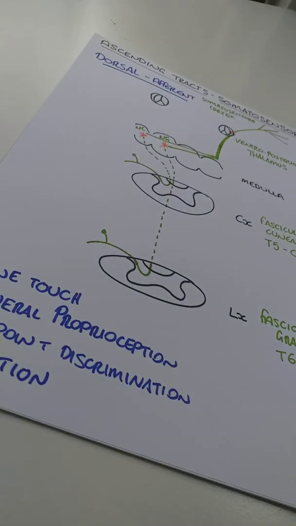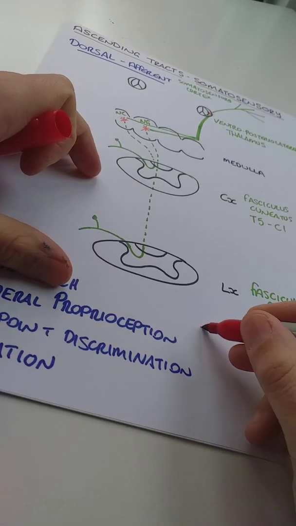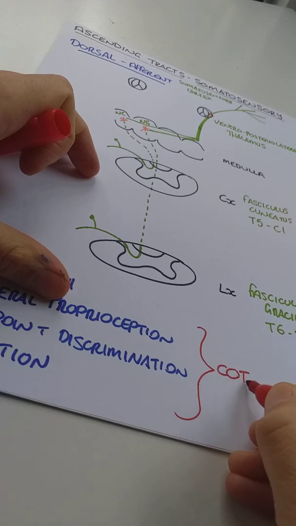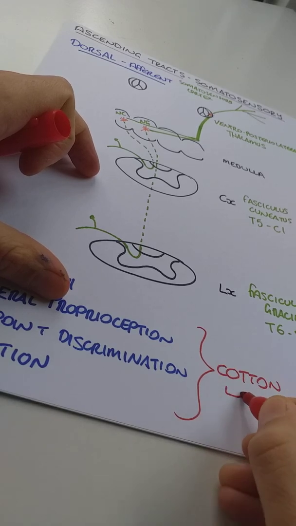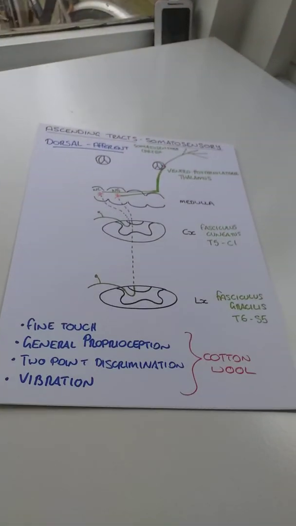Okay. And in clinic, how are we going to test this? So this is tested with cotton wool. And that is a very simple dorsal column medial lemniscus pathway.